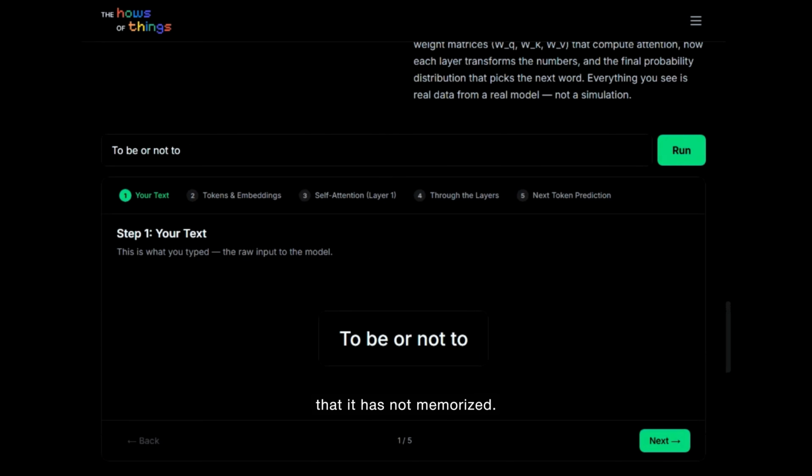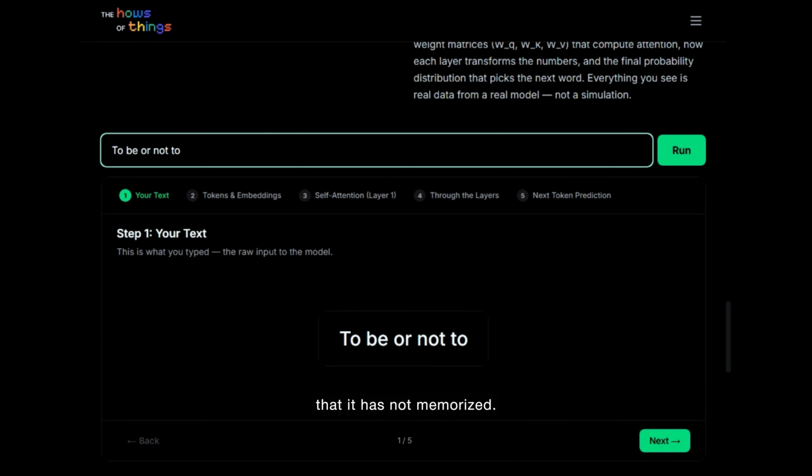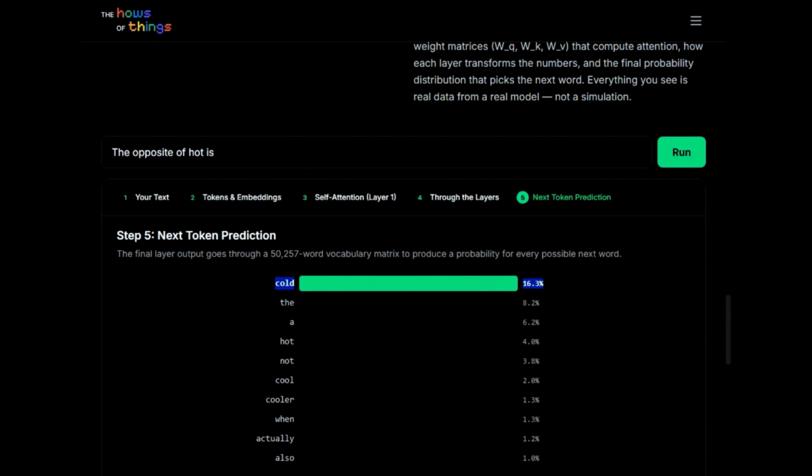Let me try something that it has not memorized. Opposite of hot is cold.